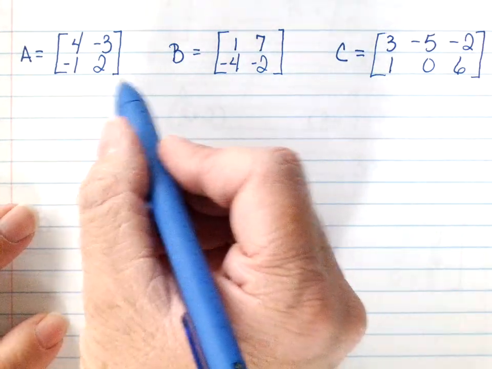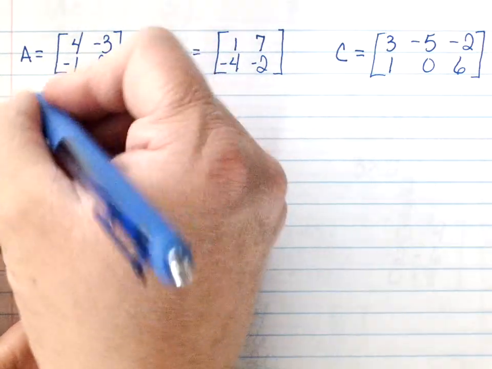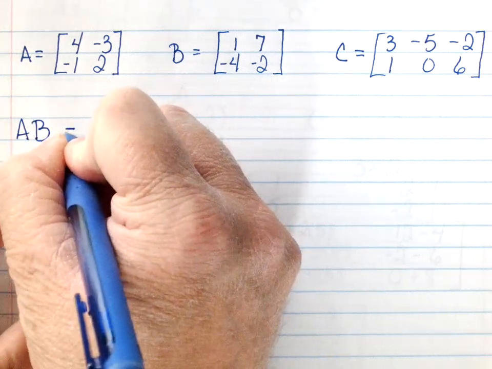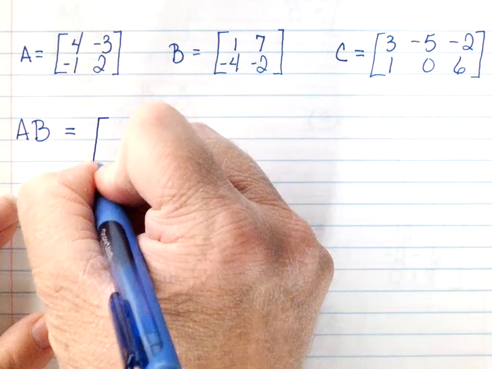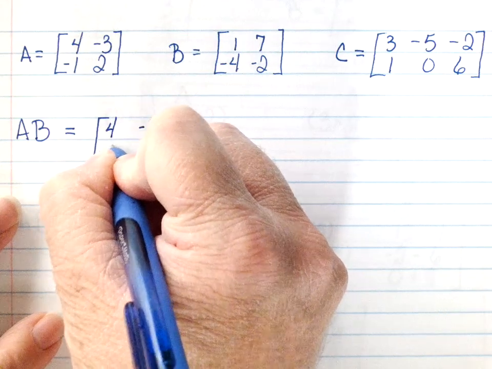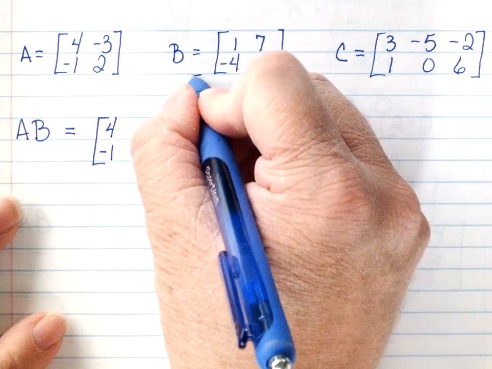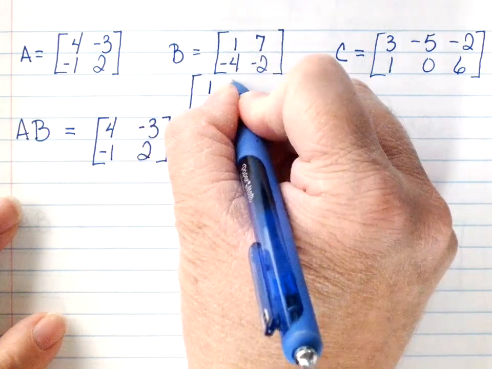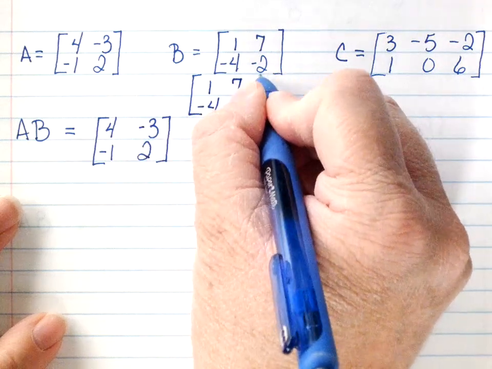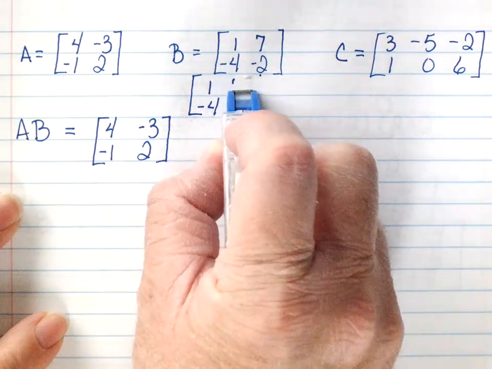So A and B are both 2 by 2 matrices. I could multiply them in any order, and so that's what I'm going to do. I'm going to first multiply A times B, and then I'm going to multiply B times A. So A times B, I've got 4, negative 3, negative 1, 2. Matrix B is 1, 7, negative 4, negative 2. And I did not leave a space, so I'm going to leave a space.